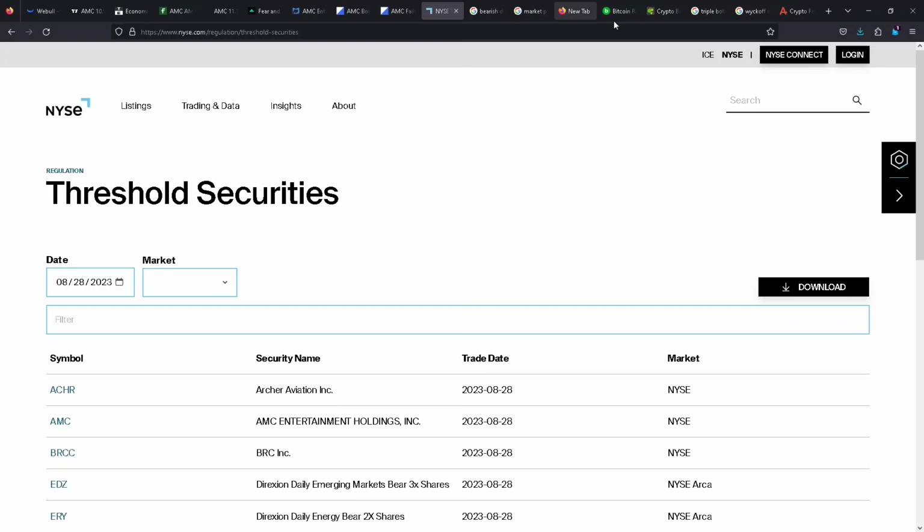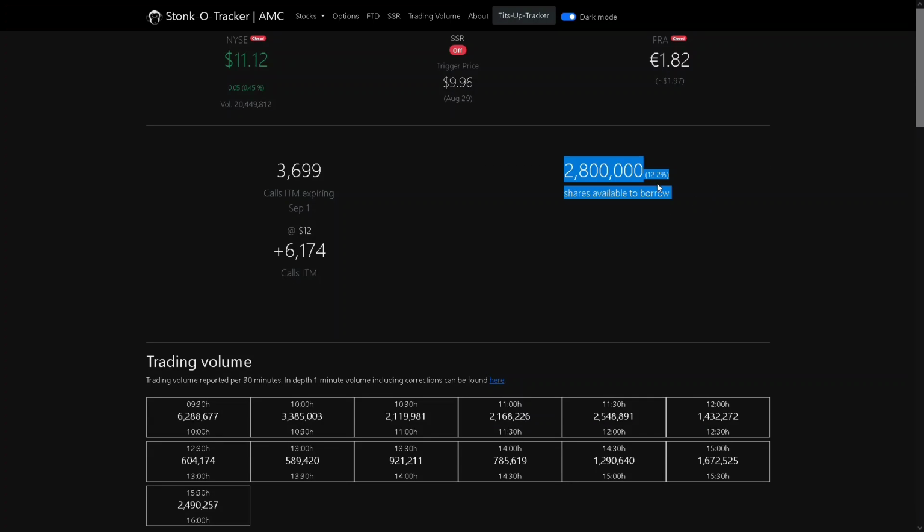So that's what we're looking at for the data on AMC. FTDs are still racking up. Short interest is still very high. Cost to borrow did come down because they do have shares. They are holding a lot of shares to short. It does seem like a rally might be forming for AMC, and they do not want that to happen.